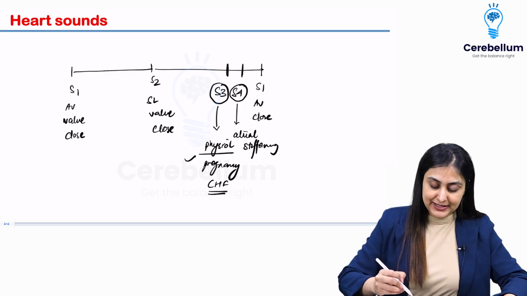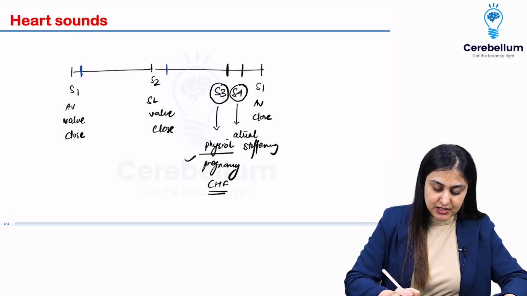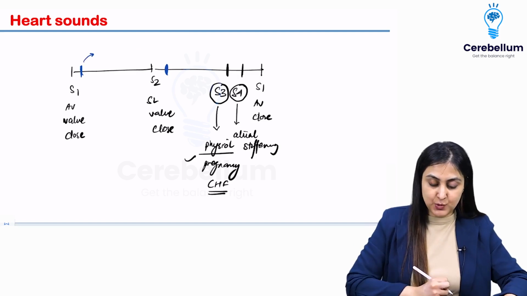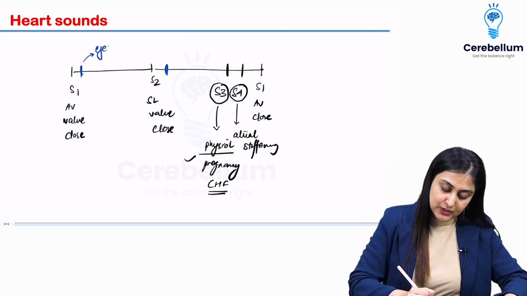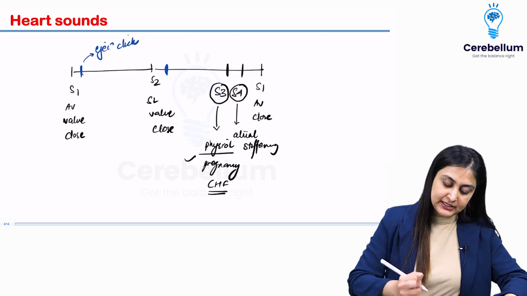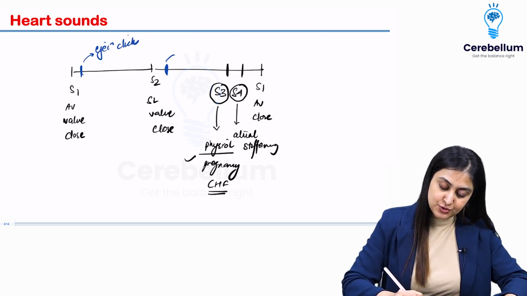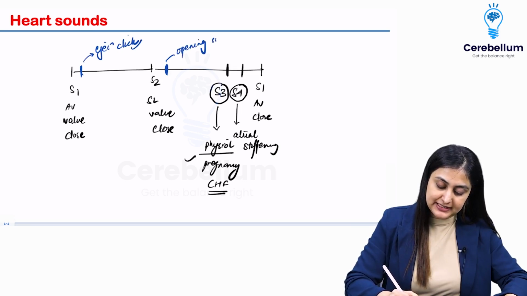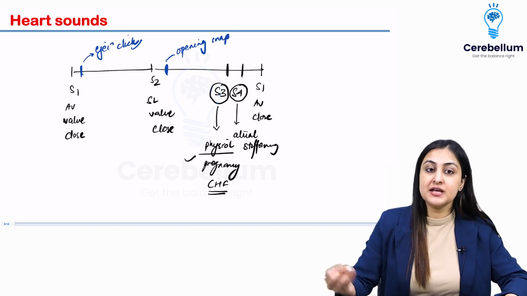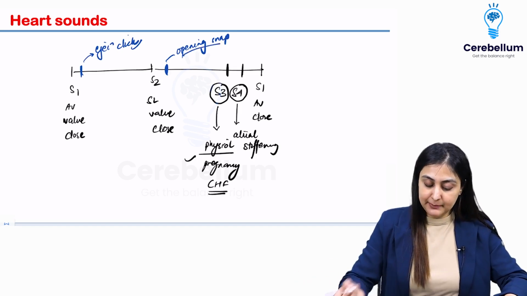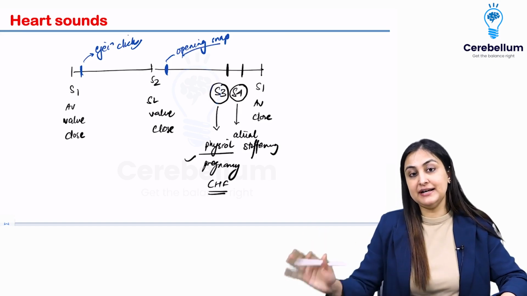In addition, now let's remember two early sounds. So what follows after S1? What follows after S1 is the ejection click. What follows after S2 is the opening snap. Alright, so ejection click frequently seen in aortic stenosis. Opening snap frequently seen in mitral stenosis. So this is seen in diastole.